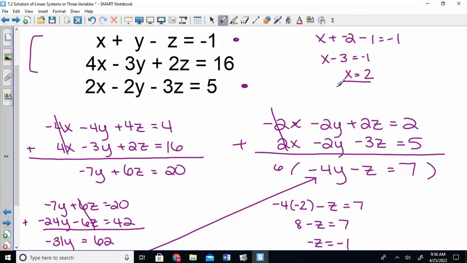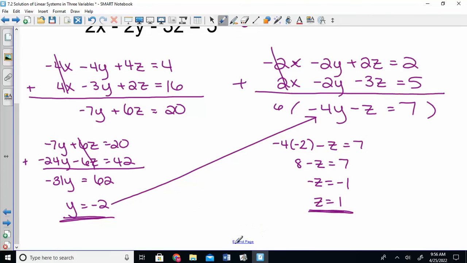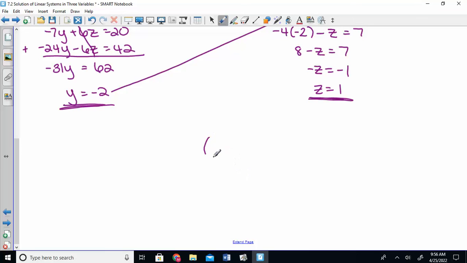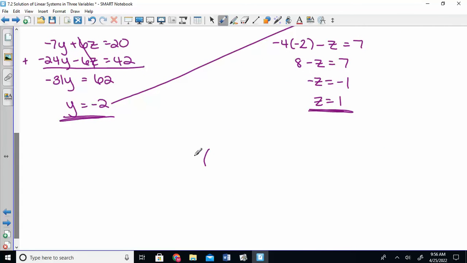You should always be able to check these. It should make all three equations true. Now if we check the first one, it works. We do this one, we get 8 plus 6, which is 14, plus 2 is 16. 4 plus 4 is 8, minus 3 is 5, so it works. When you write these, you always just put them in alphabetical order. So in this case, it'll be x, y, z. So x was 2, y is -2, and z is 1.